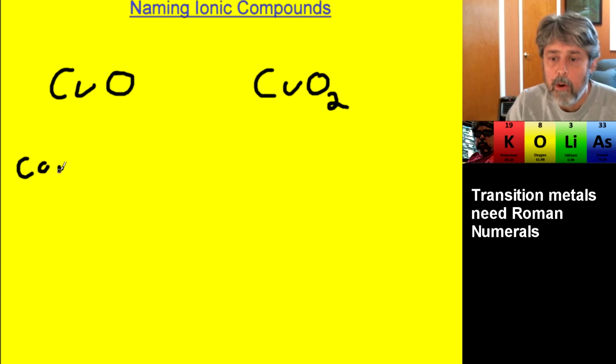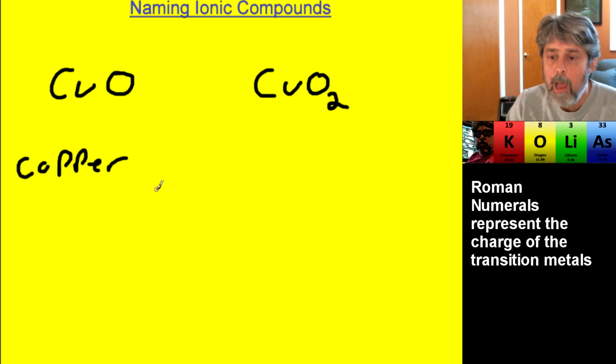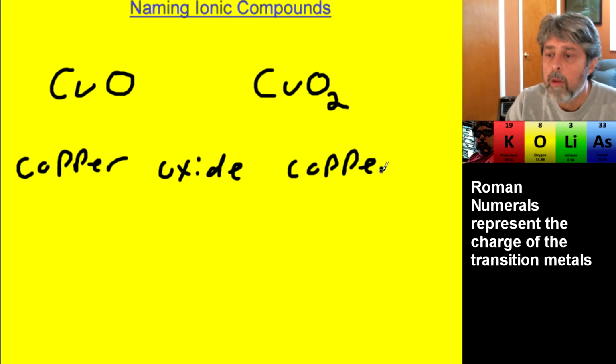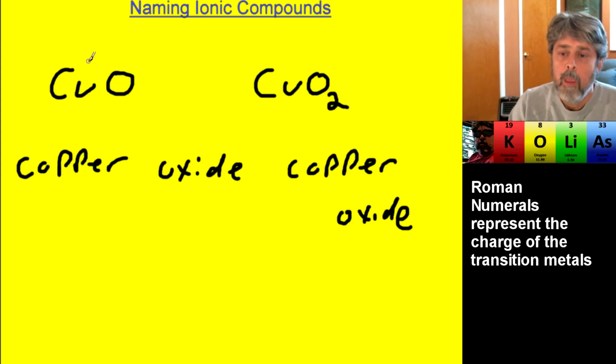They're both going to start off as copper oxide. Copper oxide. What's the charge on this copper though? Since there's only one oxygen and oxygens have -2 charges, what does that copper have to be? It has to be a +2. That's it. There's 1 and 1. If that's -2, that has to be +2. So we're going to put a Roman numeral 2.